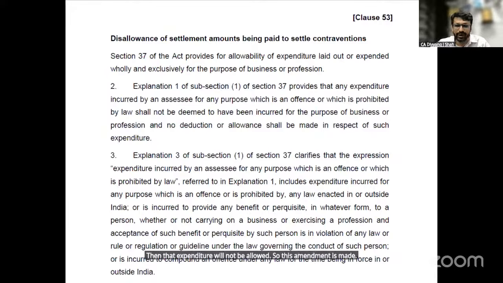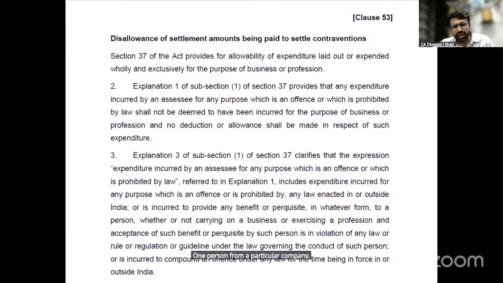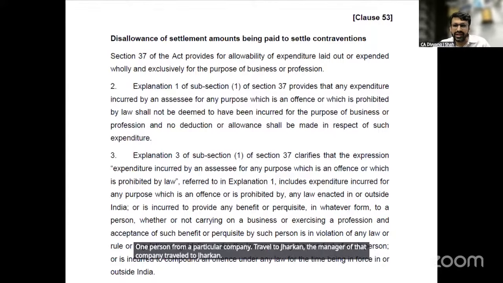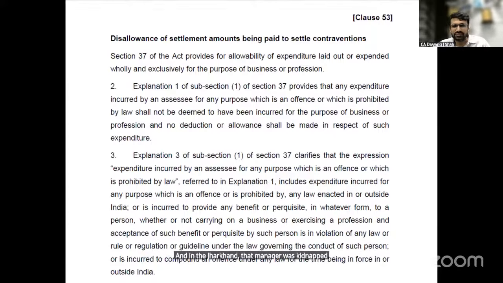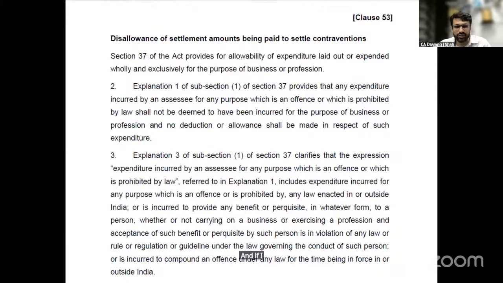But later on, after the amendment, one person from one particular company traveled to Jharkhand. The manager of that company traveled to Jharkhand. And in Jharkhand, that manager was kidnapped by the Maoists. And ransom was asked. And the bargaining started from 13 lakh. That is mentioned in the judgment. And finally, the company paid 5 lakh rupees for the release of the manager. The company claimed that expenditure of 5 lakh as a deduction.